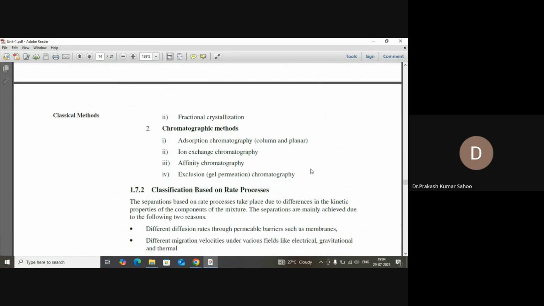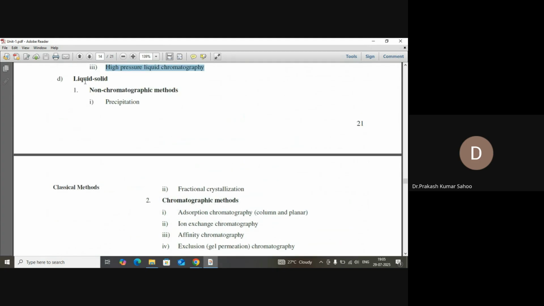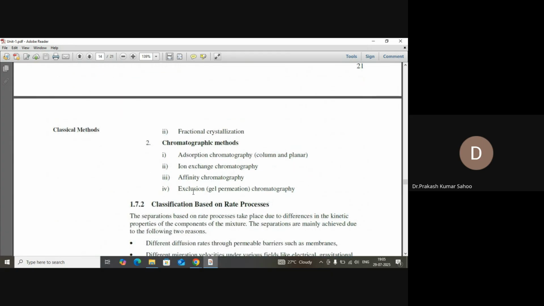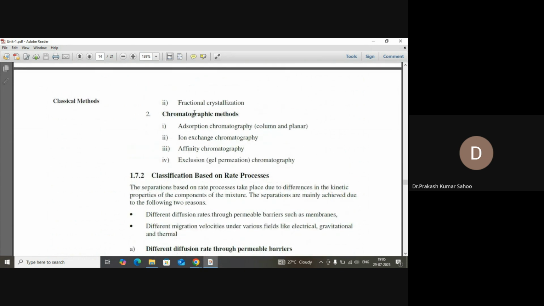But under chromatography methods, we have adsorption chromatography, the first one, that is liquid solid, where one column or a planar plain paper, that is a mass planar, is used. Ion exchange chromatography, affinity chromatography, or gel formation or exclusion chromatography. So for liquid solid type mixtures, we may use this kind of chromatography technique for the separation of different components of a mixture. So this is your equilibrium.